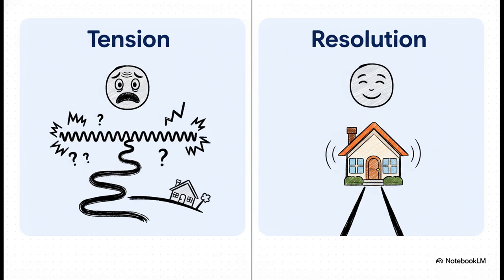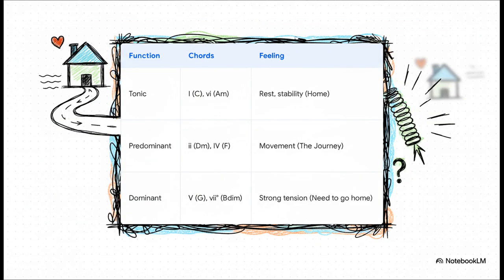Tension is that feeling of being away from home, that little bit of uncertainty. It makes you feel like you need to go somewhere. And resolution? Well, that's the opposite. It's a feeling of comfort, of stability. It's the feeling of walking through your front door. It's home.